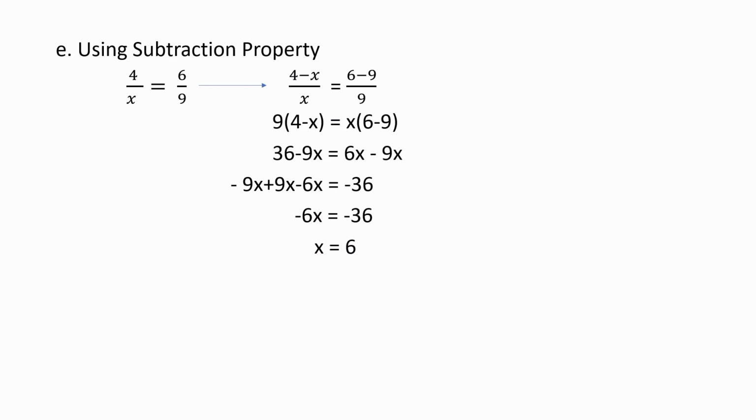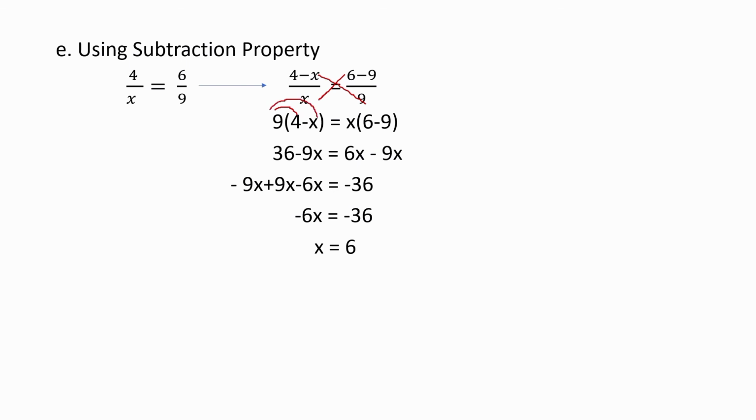Another is using the subtraction property. So we have here 4 over x. So again, the denominator is x, so we have here minus x. Then the other side is minus 9. Again, we're going to cross multiply. So that means 9 times the quantity 4 minus x is equal to x times the quantity 6 minus 9. Again, apply the distributive property here, multiply.